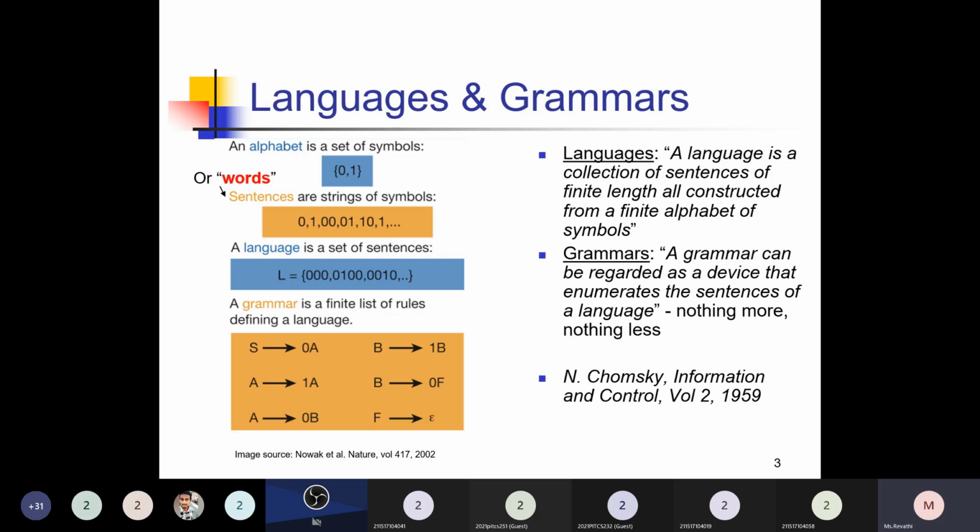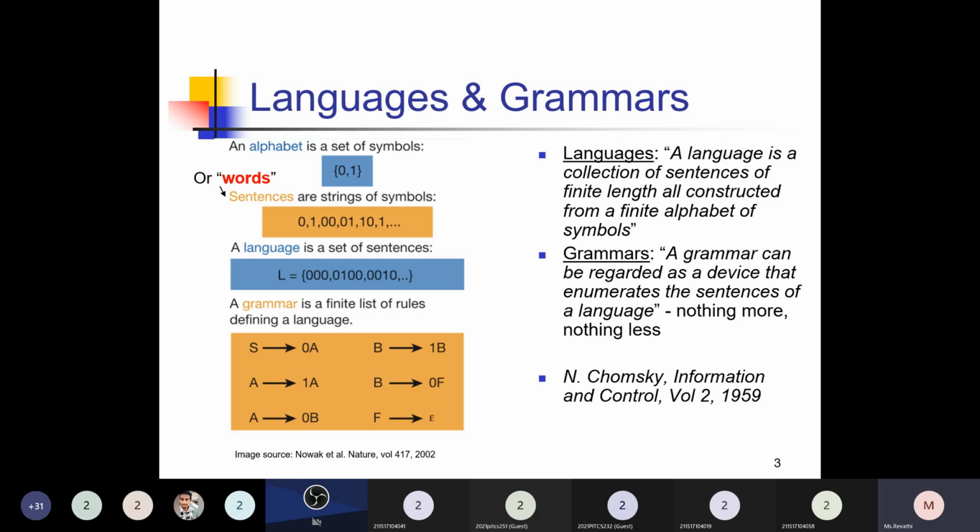Then coming to the language, which is nothing but a collection of strings. A collection of strings is known as a language. Capital L is used to represent the language. So L equals, within curly braces, you have to mention all the strings. And then coming to the grammar.